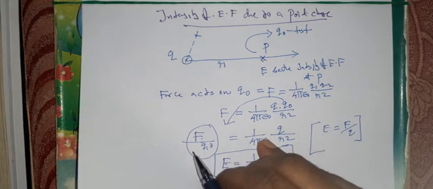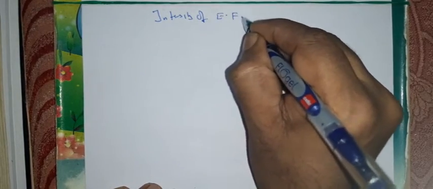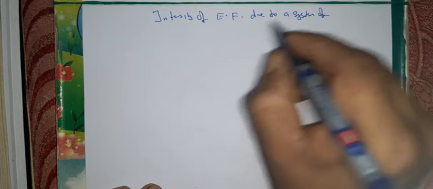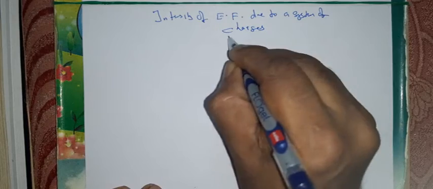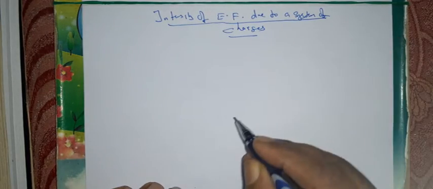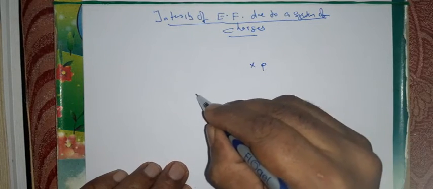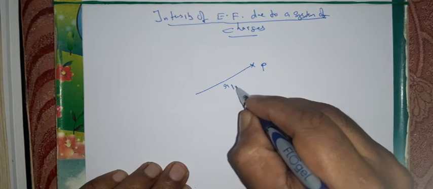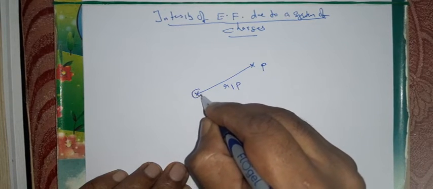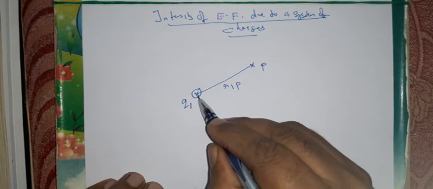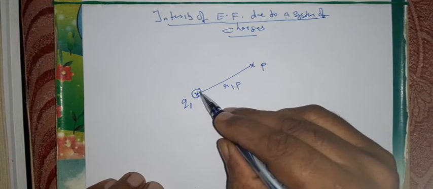Okay. Next, we are coming to the intensity of the electric field. Next topic is intensity of electric field due to a system of charges. Say, consider a point P. Here P is the point at a distance R1P from a point charge Q1. R1P is the distance between P and the charge.